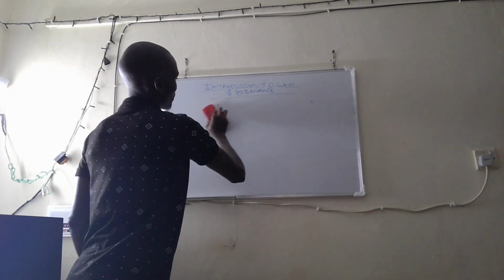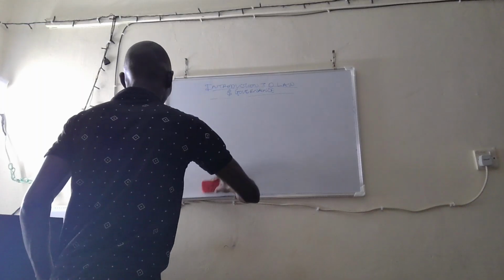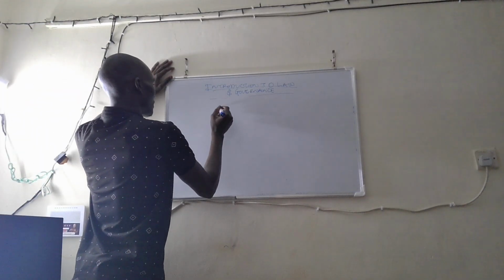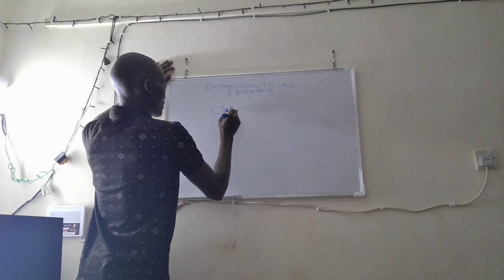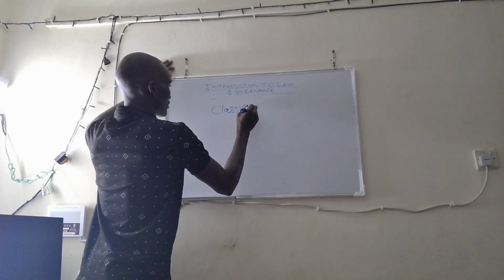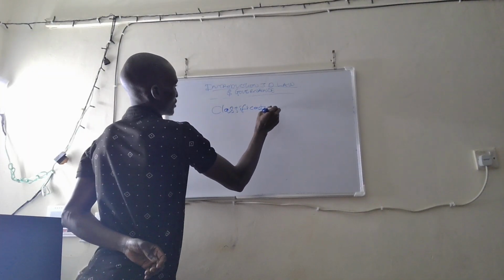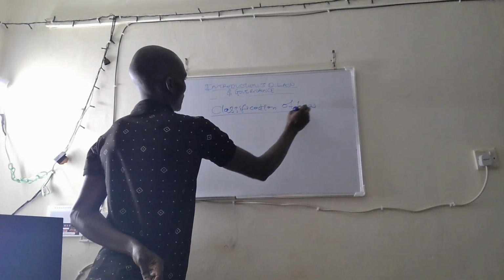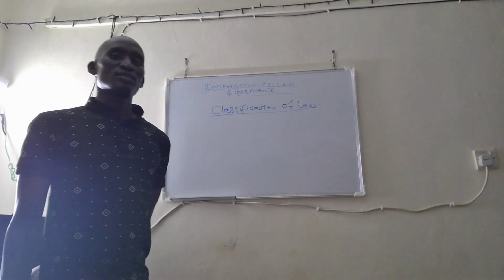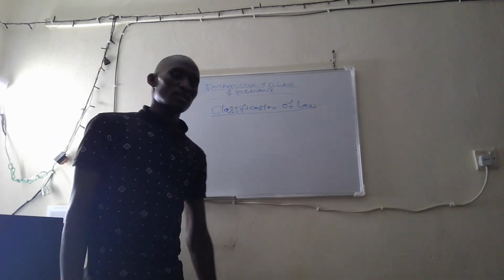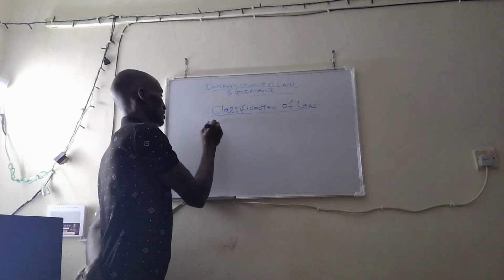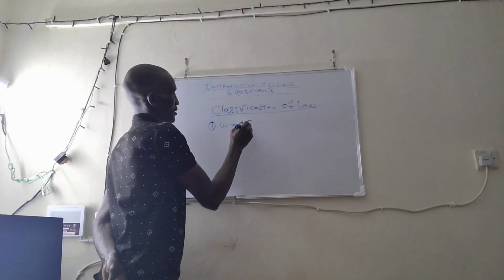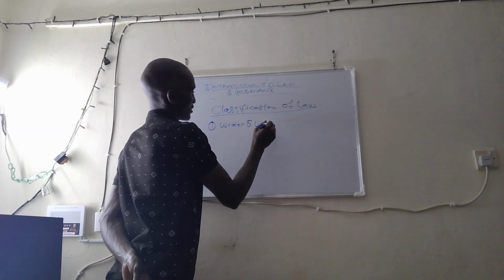Then the next and the last for today is what we call classification of law. Laws are classified into categories. The number one category is written and unwritten.